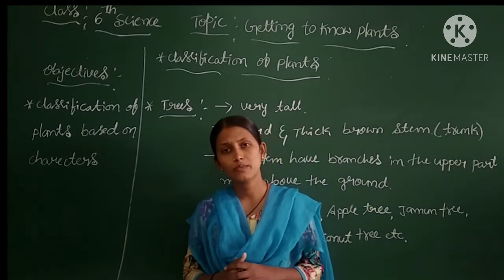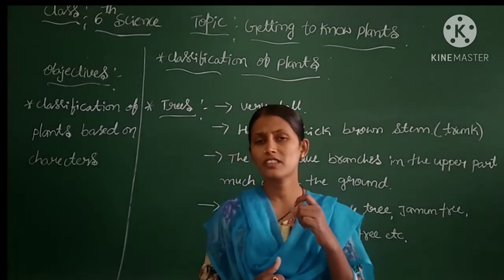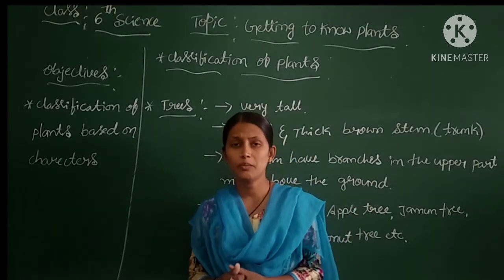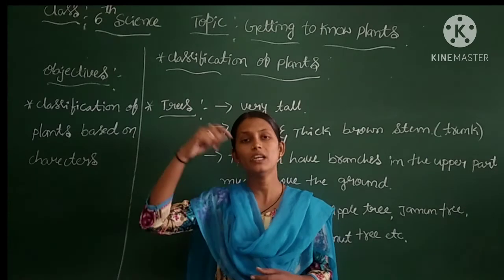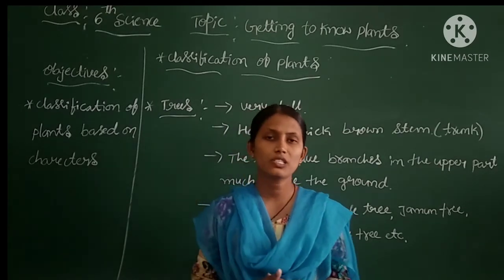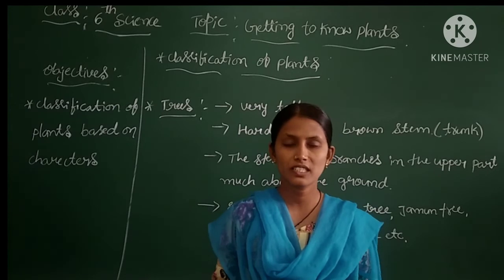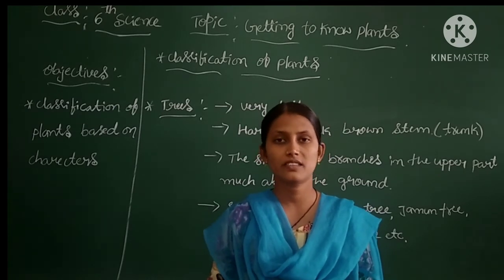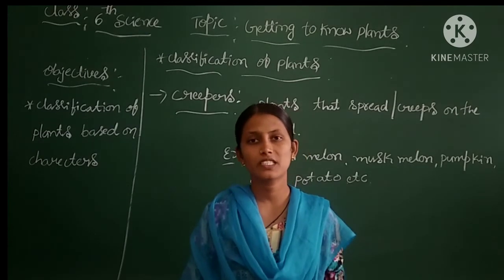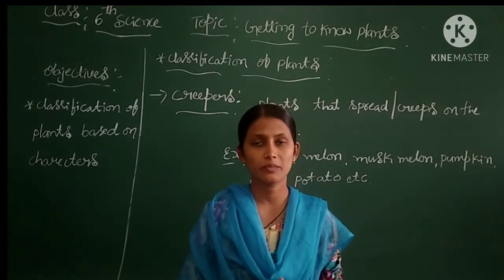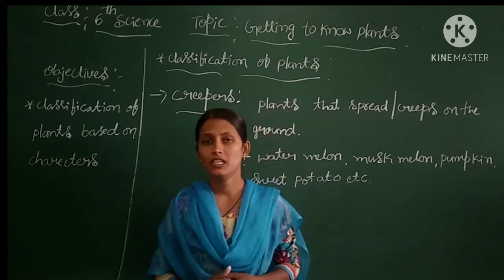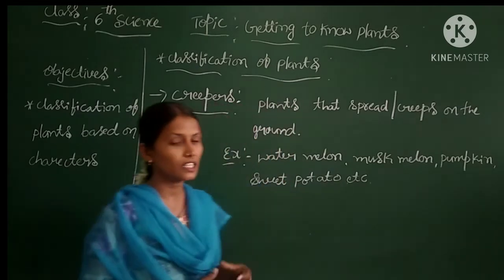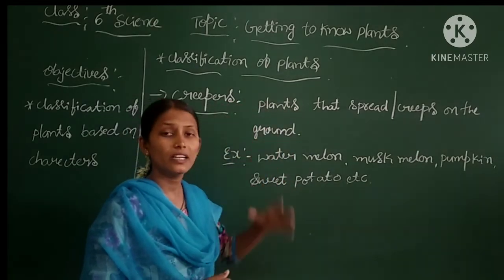Also, we have observed that some plants have a weak stem. Some plants lie on the ground, and some plants grow with support. Then what do we call those plants? Now let us discuss the next type of plants and their characteristics. Now let us discuss some plants which have a weak stem and cannot stand upright. So then what do we call these types of plants? We call them creepers and climbers.